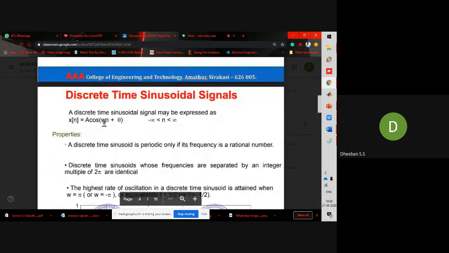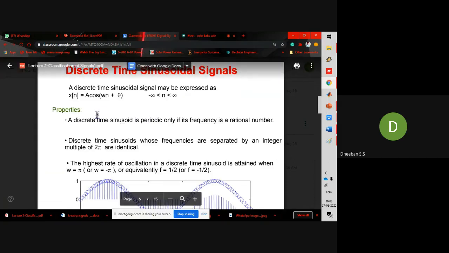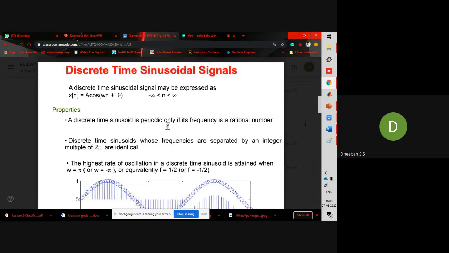Discrete signal we have seen. Here what they have given is that a discrete time sinusoidal is periodic. So now you know the periodic definition. Okay, periodic definition you know. A discrete time sinusoid is periodic only if its frequency is a rational number.